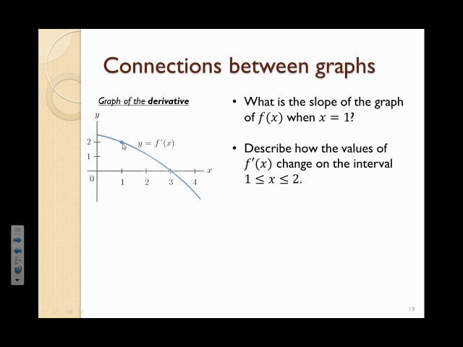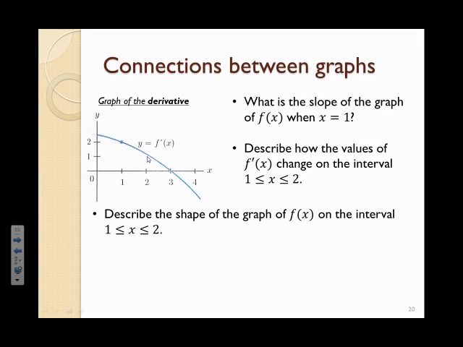Now, describe how the values of the first derivative, this graph, change from 1 to 2. Well, here it's 2, and it goes down. And if it's going down, the values are getting smaller and smaller, until it gets down to this value of about 1. So we'd say that the values are decreasing, but they're all positive. Nothing is negative until you get past 3. So between 1 and 2, the values are positive, but the values are decreasing.